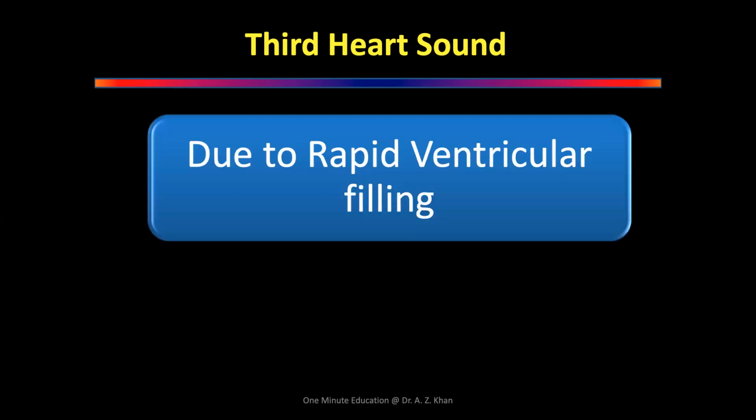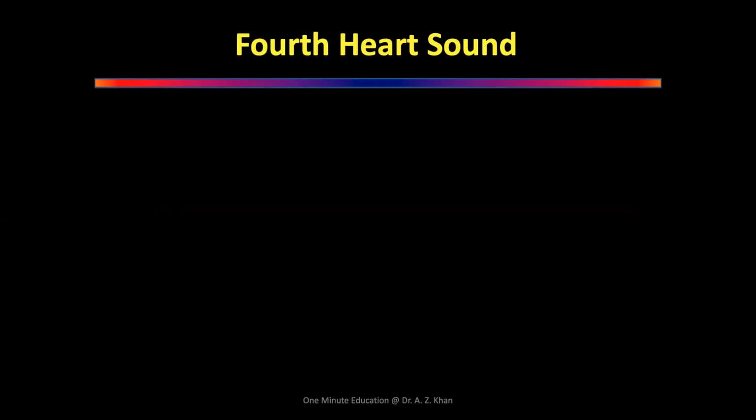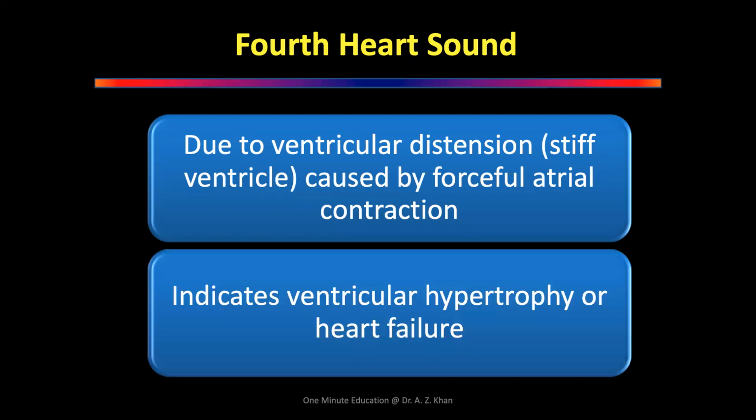The third heart sound happens due to rapid ventricular filling, okay? But it is best heard in children, all right? Why does the fourth heart sound happen? Yes, sir. Okay, it happens because of ventricular distension or a stiff ventricle caused by forceful atrial contraction. It usually indicates ventricular hypertrophy or heart failure.